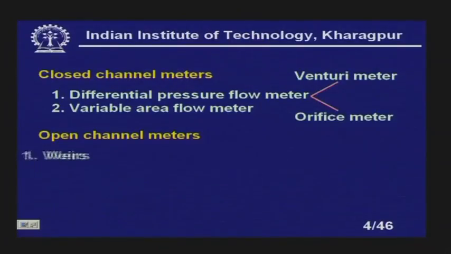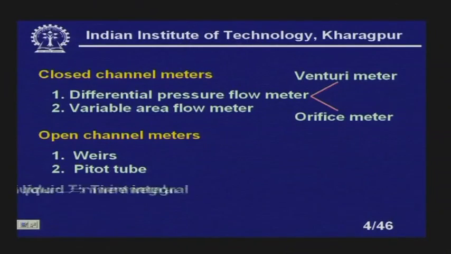One is the weirs: we have a V-notch weir and a rectangular weir, and we also have the pitot tube. Now, the pitot tube is basically used for gases, clean gases rather, and it can be used for both open channel and closed channel. That is the advantage of the pitot tube. However, in this particular lesson we will discuss these differential pressure flow meters. Others, like variable area meters and the pitot tube, will be discussed in the subsequent lessons.